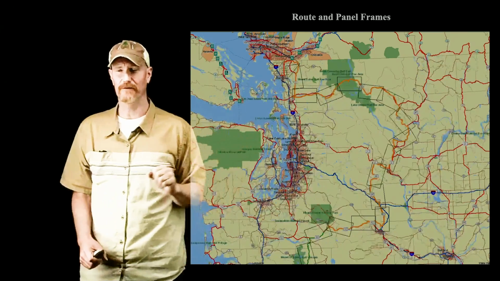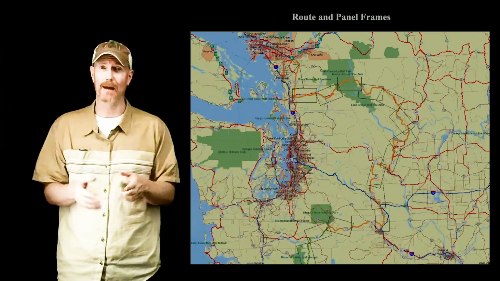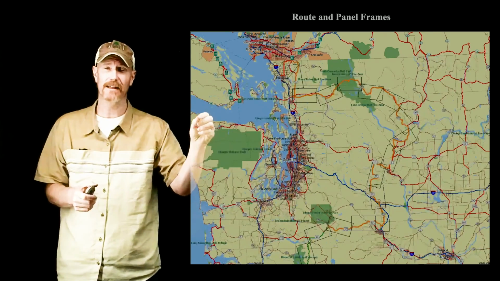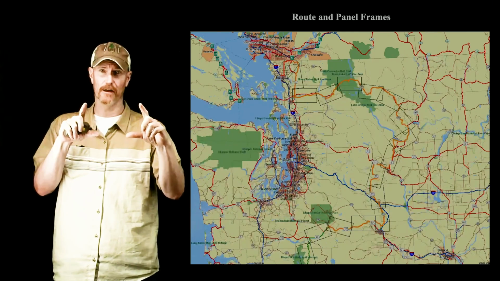In the old days at Adventure Cycling, when I first came in, they would take a USGS topo map and they would highlight the route over it, and then they had a cardboard cutout that was the right size of their map panels.